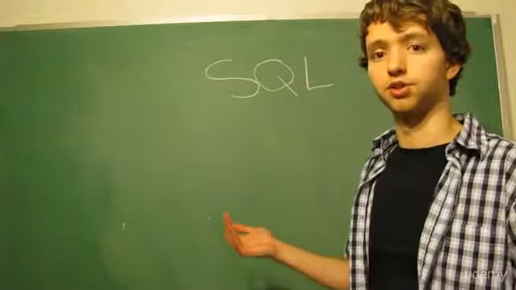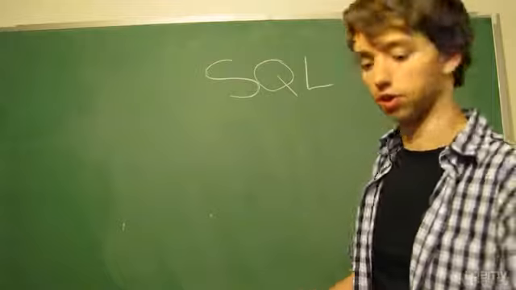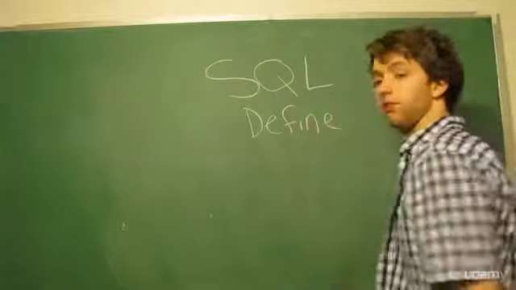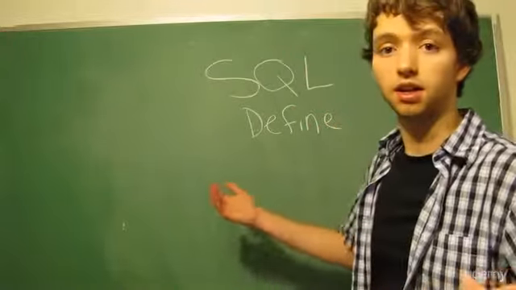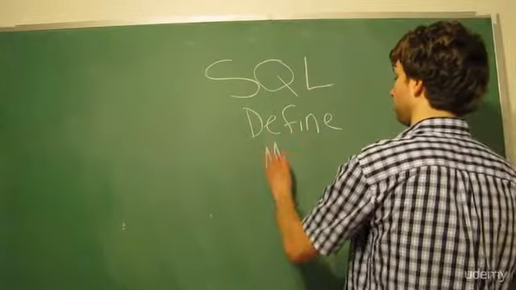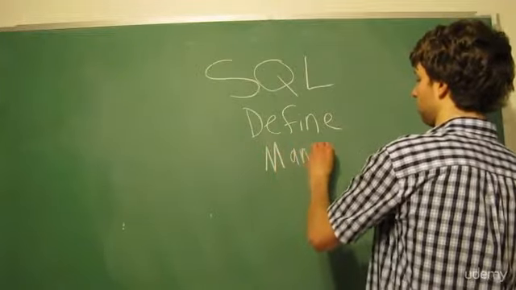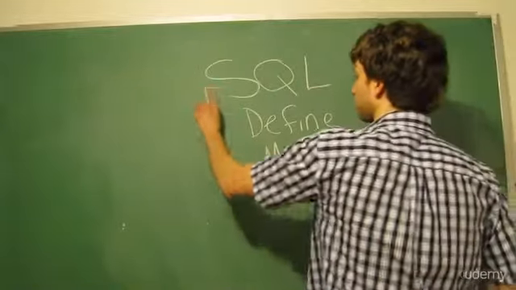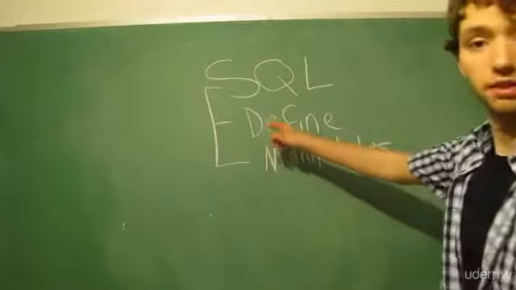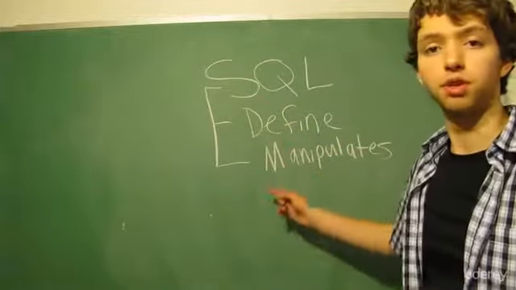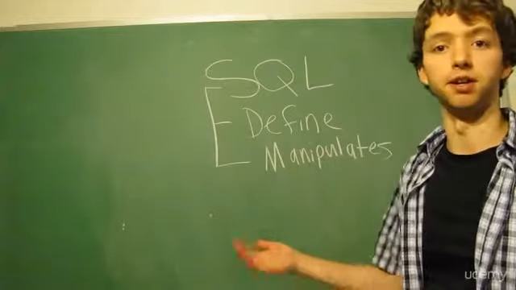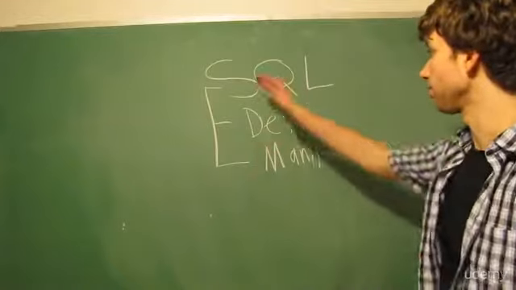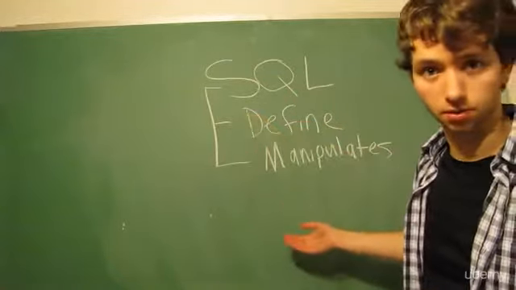So SQL first is used to define the database structure, and then it manipulates the data within. Basically we can think of SQL as two categories here. One, it defines the structure, and then two, it manipulates. By that it means we insert data, and then we can search it or delete it or update it. These are the two subcategories of SQL.